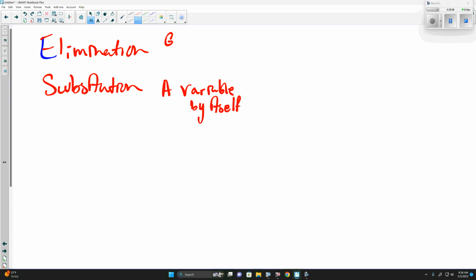Elimination. Get one variable to have the same number in front, and then eliminate it. Add or subtract. If they're both positive or both negative, we subtract. If one's positive and the other's negative, or vice versa, we add.